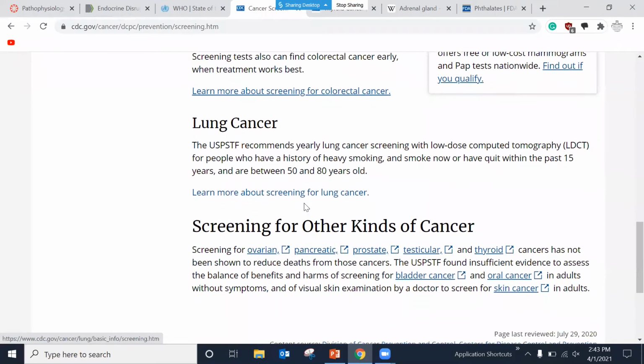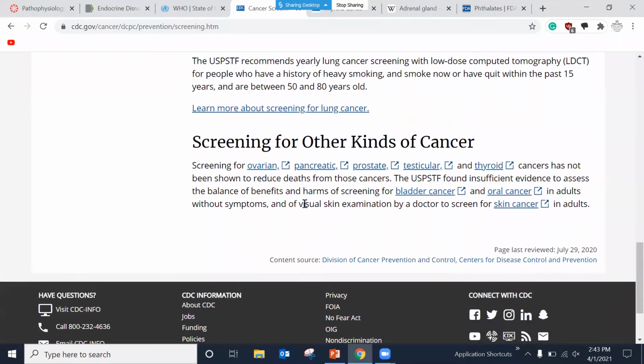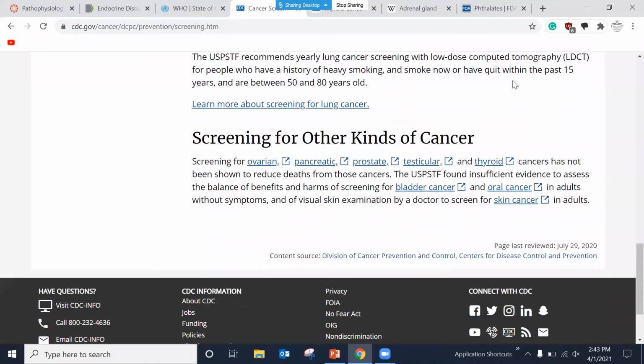Lung cancer, gotta get a screening for that, especially if you're a smoker or former smoker. But here at the very bottom of their recommendations, screening for ovarian, pancreatic, prostate, testicular, and thyroid cancers has not been shown to reduce deaths from those cancers. They found insufficient evidence to recommend screening for those, including bladder and oral, if somebody doesn't have symptoms. And skin cancer, just a visual skin exam.